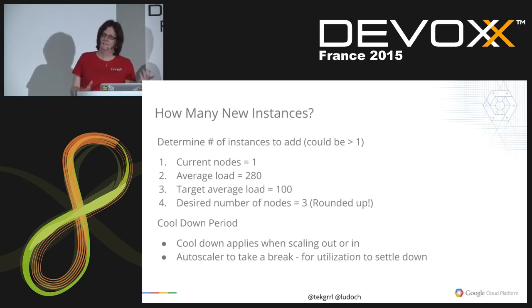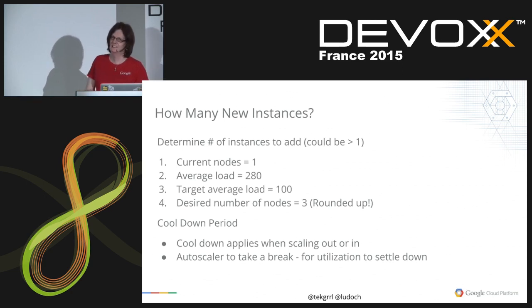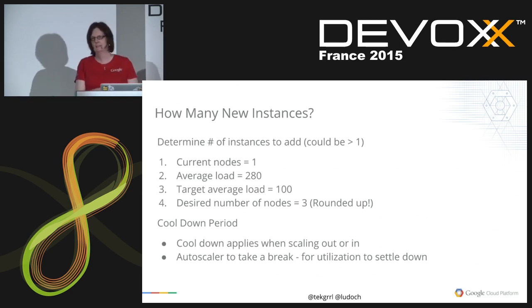Whenever we do an auto-scale event, we have a cooldown period of user-defined specification. It could be 30 seconds, it could be a minute. Basically, you're saying to the autoscaler, I don't want you to keep going backwards and forwards, adding machines, removing machines. I want you to wait a little while for things to settle down. So that's what the cooldown period is. It's completely configurable.